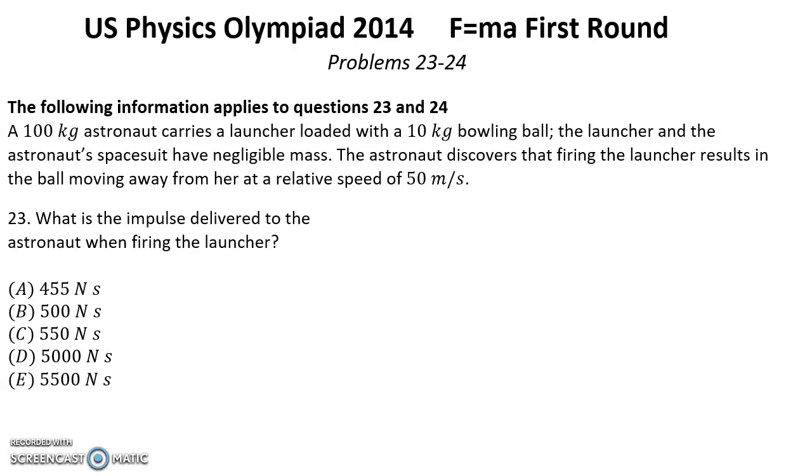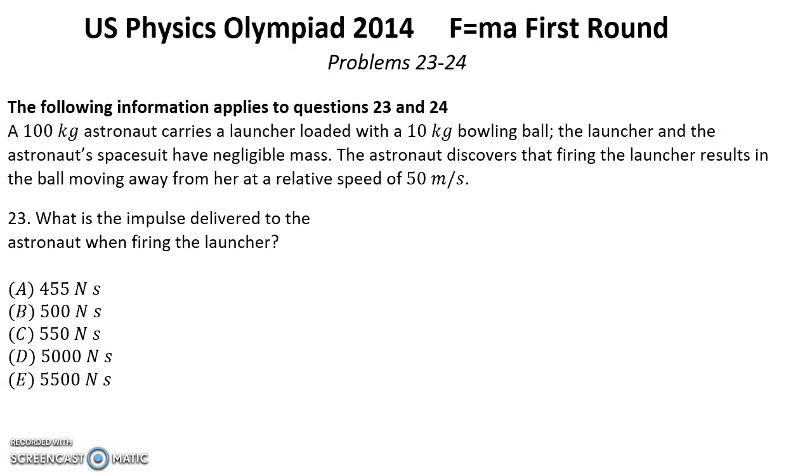Question 23. What is the impulse delivered to the astronaut when firing the launcher? Solution. Here we can use information for two facts. First fact is that relative speed was 50 meters per second. And second fact is momentum conservation. Let's convert these facts to equations.